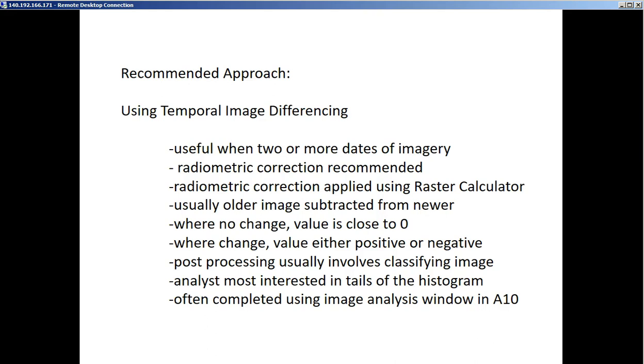Now, what we do after that is we classify the image. You go back in and take some of the skills that you learned in density slicing and apply those to our histogram. Most often we're interested in both tails of the histogram, but sometimes we may be interested in only one or the other if we're looking at a specific type of change. This is sometimes completed in the image analysis window in ArcGIS 10 and the subsequent new versions of that. We're working on 10.6 right now.